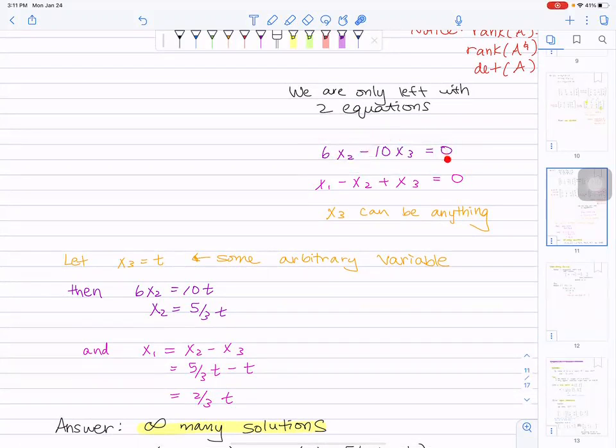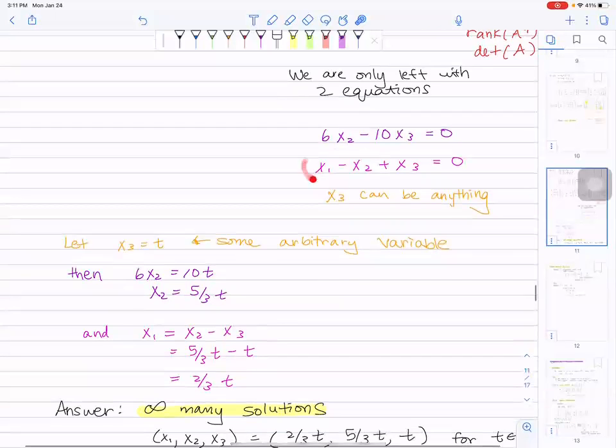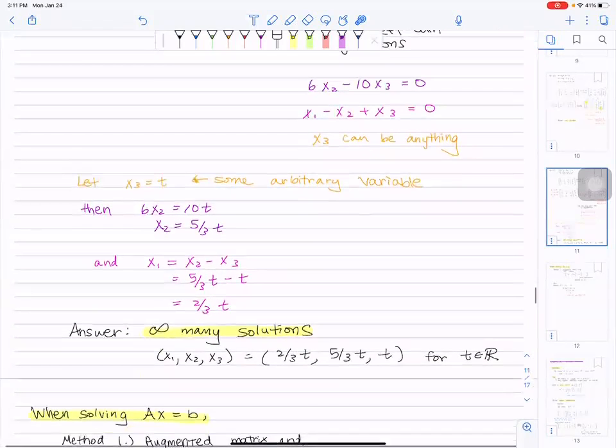6x2, if you add 10x3 to both sides, you get plus 10x3, but we said x sub 3 is t. So 6x sub 2 equals 10t, and x2 equals this. Same with the pink one, we can substitute x sub 3 with t, and we get x1 equals 2/3 t. So this is infinitely many solutions where t can be any real number.